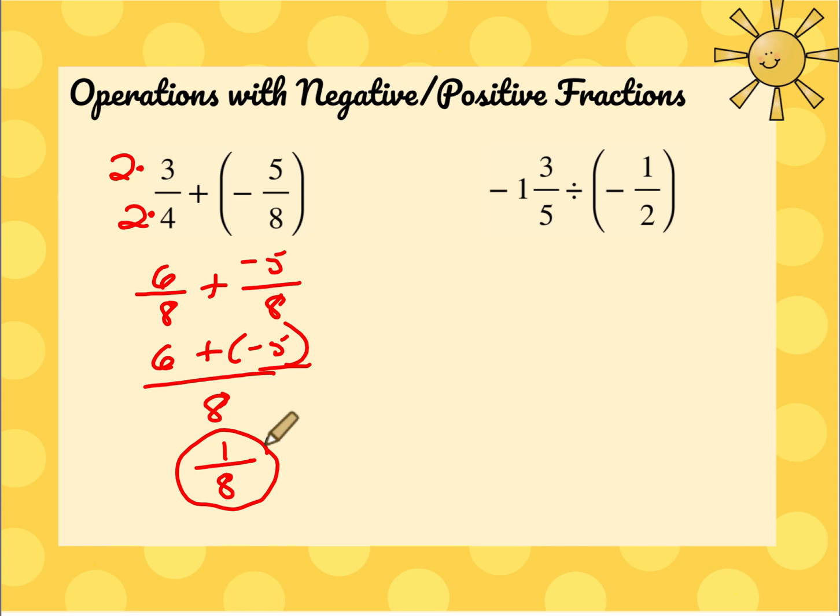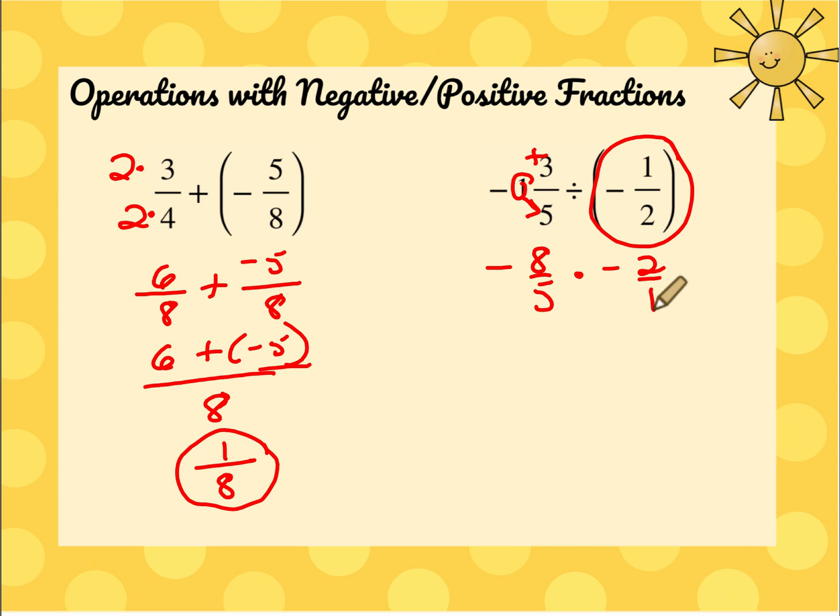When dealing with mixed numbers and division or multiplication, we do not use mixed numbers. We always go ahead and convert to an improper fraction. So remember, to do that, we multiply the whole number by the denominator, and we add the numerator. 1 times 5 plus 3 makes 8, and we keep the denominator. When dealing with division, we change division to multiplication, and we reciprocate the divisor. So this will become -2 over 1.